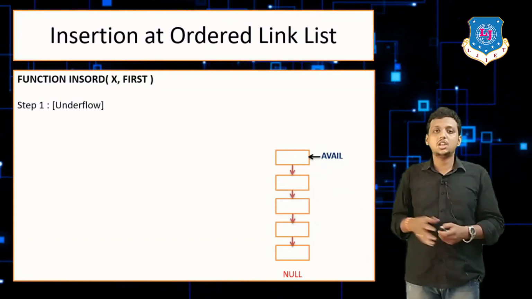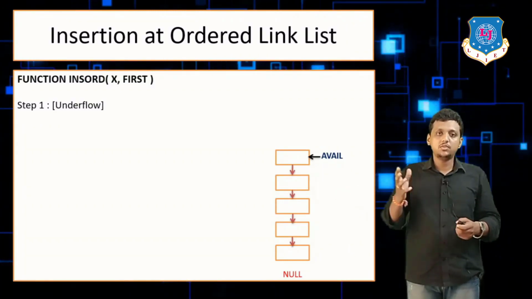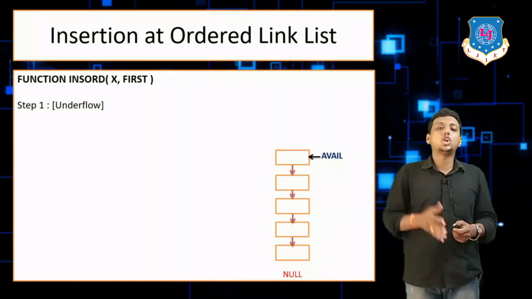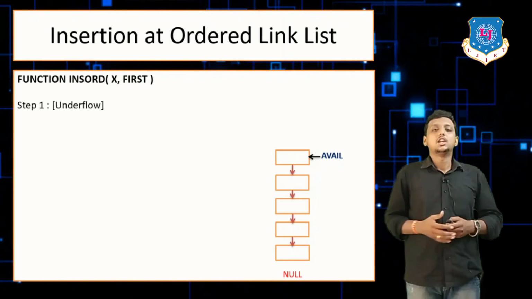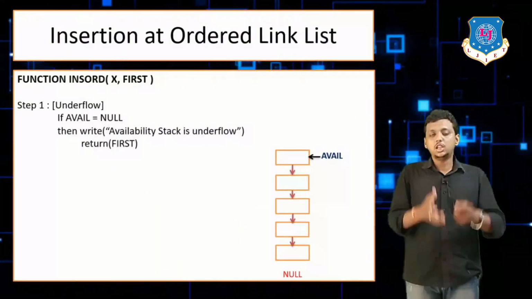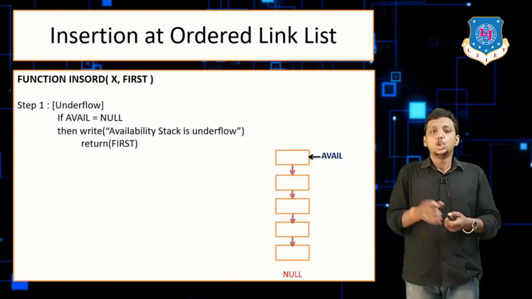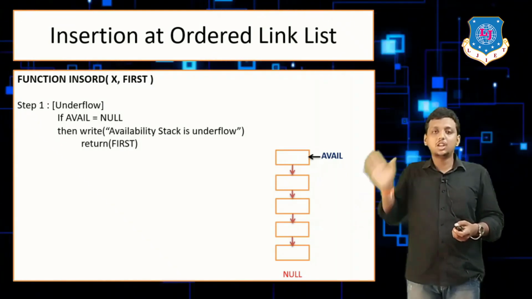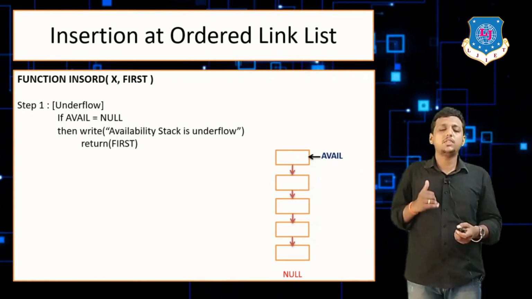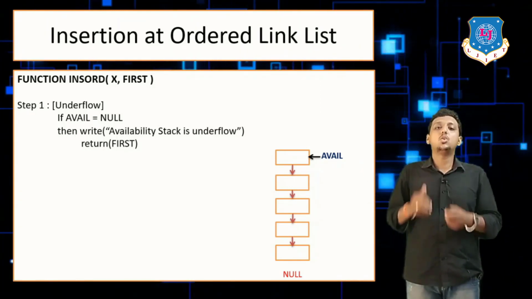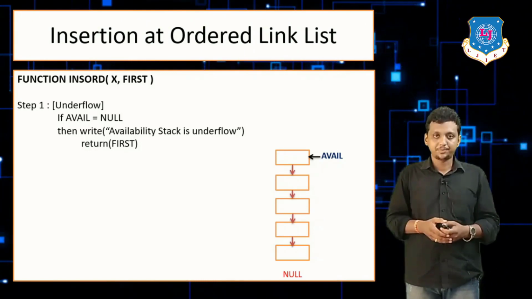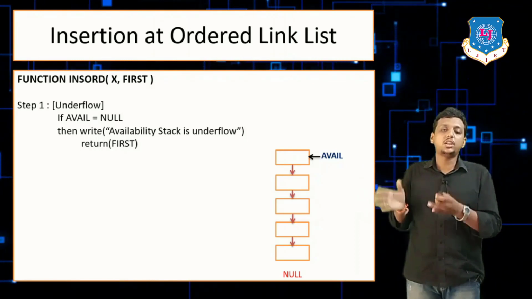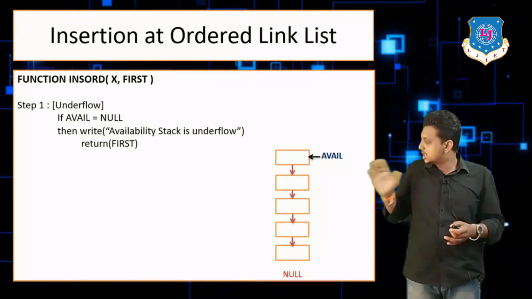So here the first condition is underflow. How to check the underflow condition, whether my availability stack is underflow or not? That means you cannot insert a new node. So here, if avail is equal to null, then you write availability stack is underflow. You just need to write return first, because in the insertion algorithm we are going to return the pointer value of the first node of the list, that is, the address of our first node.